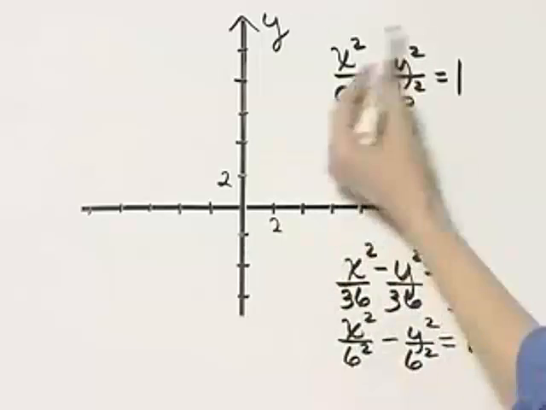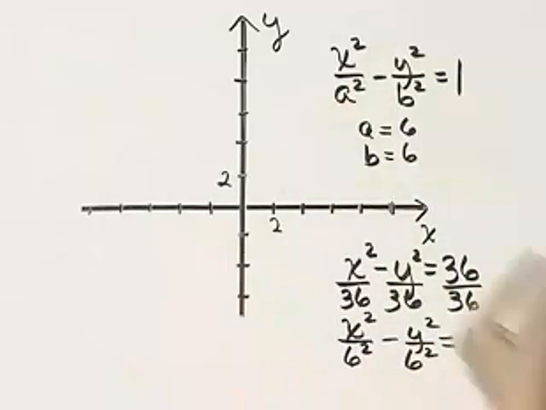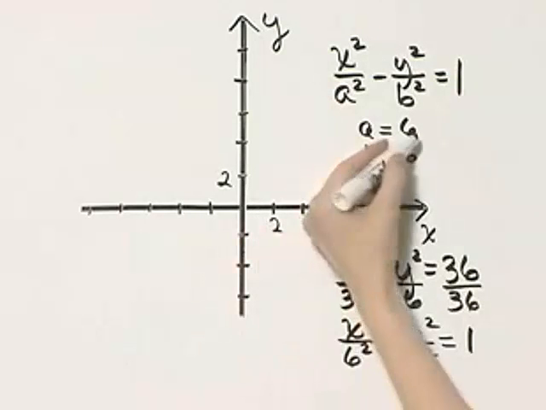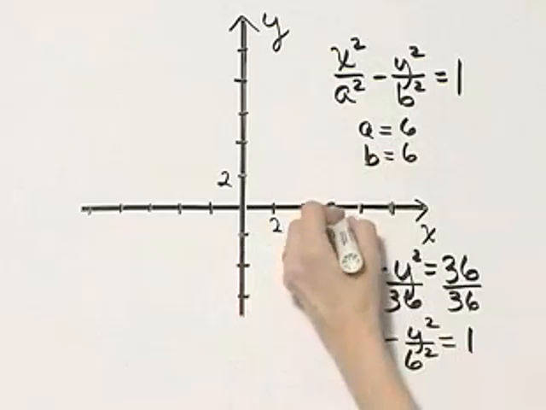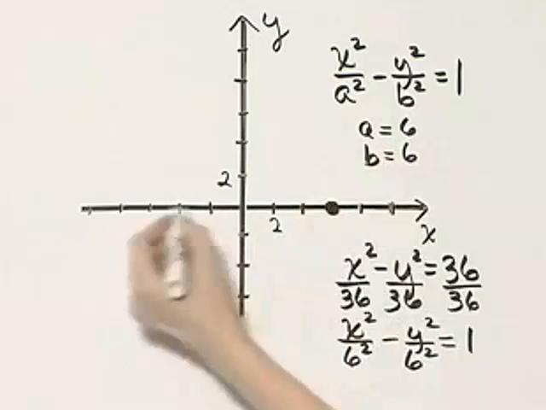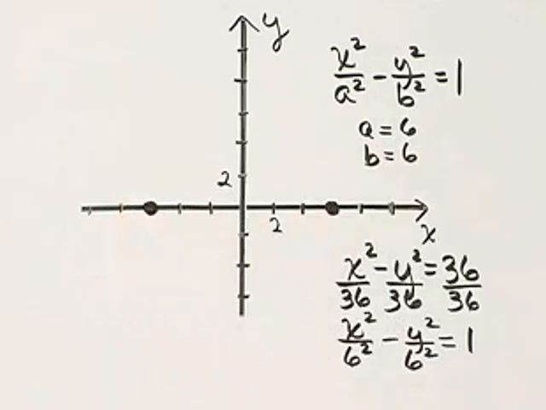This hyperbola opens to the left and the right with center (0, 0). And what are the x-intercepts? The x-intercepts are (a, 0), so (6, 0) and (-6, 0). Those are my x-intercepts. Also remember, it might be helpful to draw in a rectangle and extend the diagonals of the rectangle to help see the asymptotes of the hyperbola.